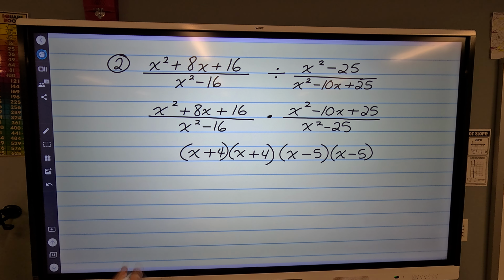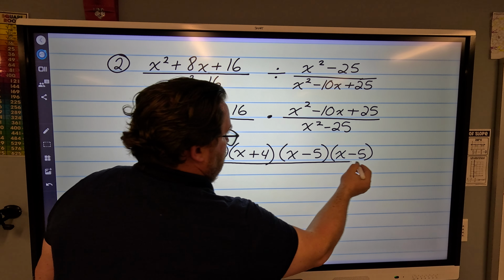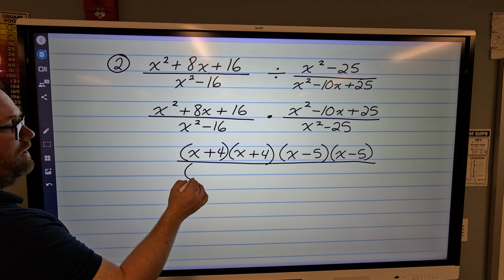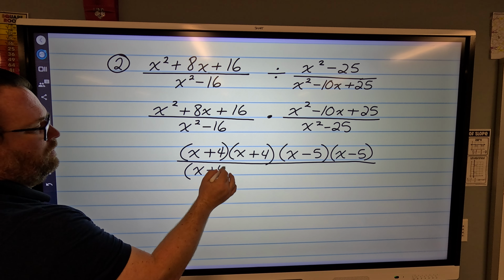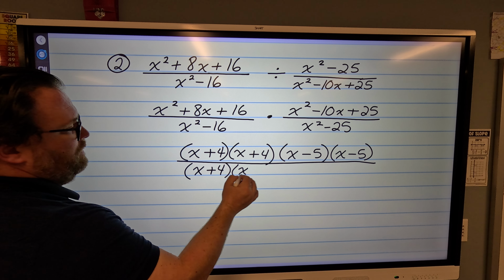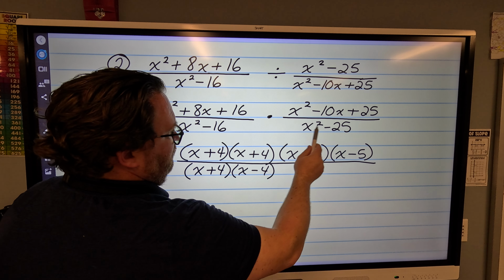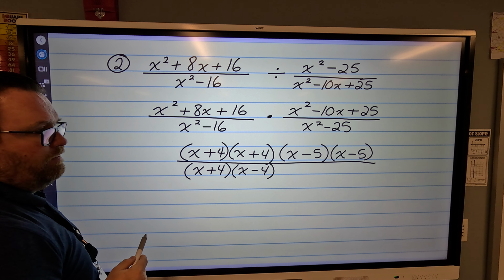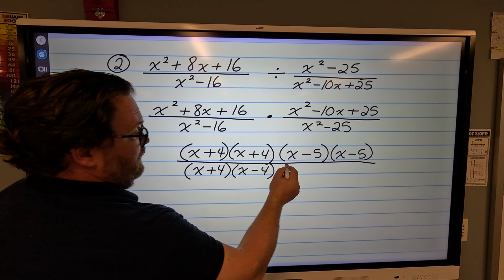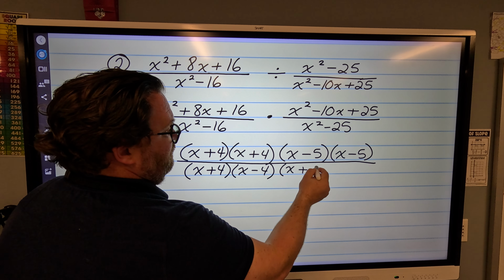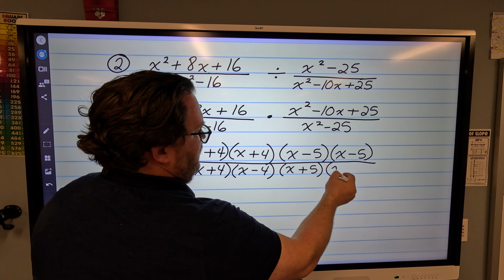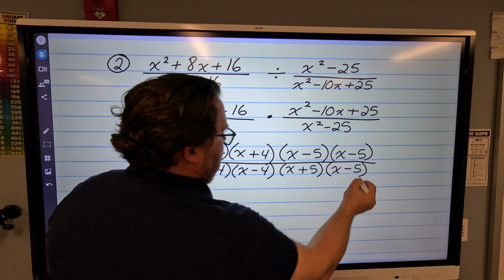On the bottom, x squared minus 16 is a difference of squares. So that would be x plus 4 times x minus 4. Here we have another difference of squares, x squared minus 25. That would be x plus 5 times x minus 5.